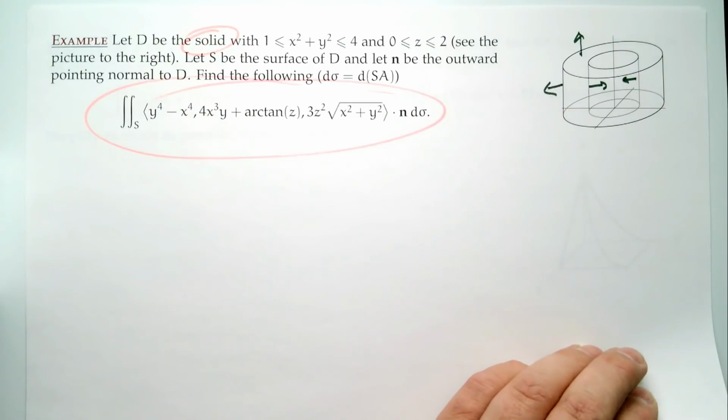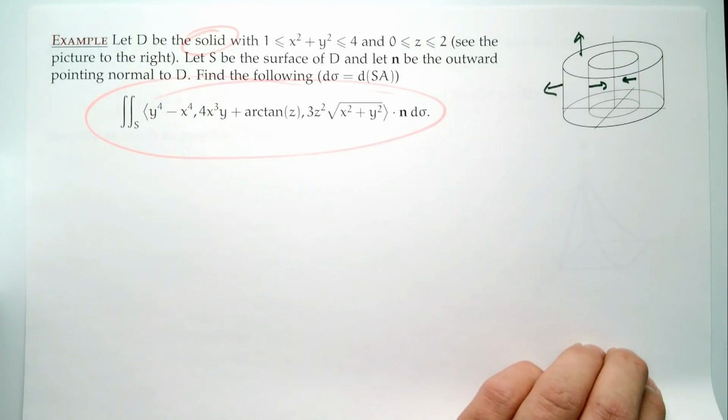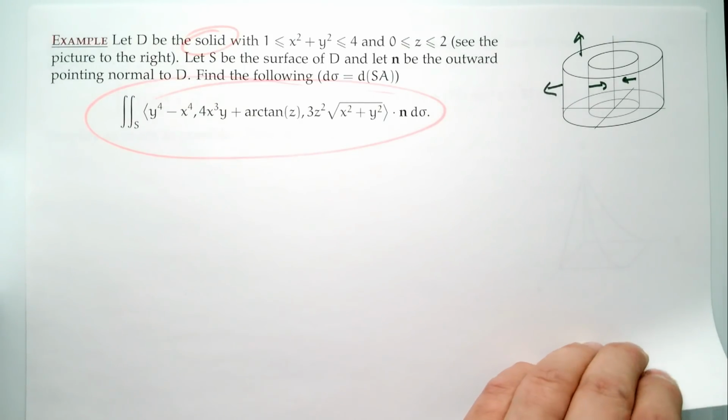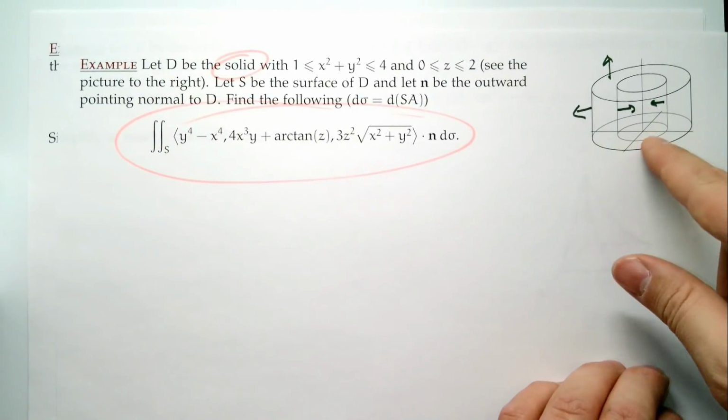So here, you can probably guess where you're going to end up going. What's the right coordinate system to use? Cylindrical. Yeah, it's a dead giveaway. Cylinder.